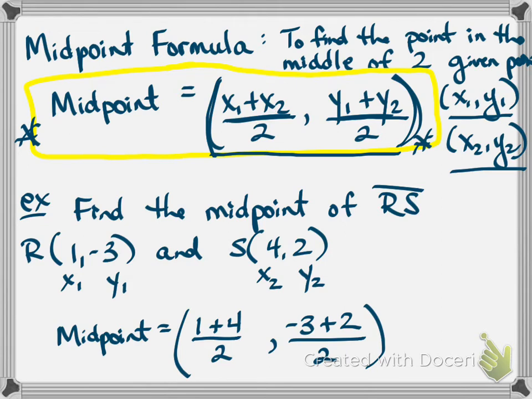Then you just simplify the x's. You would get 1 plus 4 is 5 over 2. I'm okay with that answer. And the y's is -1 over 2. If you like decimals, then I am okay with 2.5 and -0.5. Both of these are great for me.